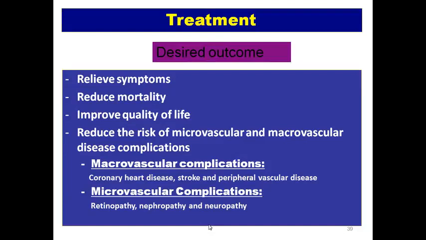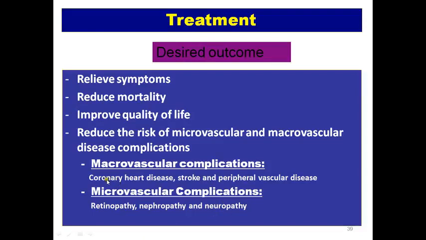So what are the desired outcomes? What do we want in these patients? We want their symptoms to be relieved. We want the mortality to go down. We want to improve the quality of life. And most importantly, we want their microvascular and macrovascular complications to reduce. The risk of having them is reduced and the damage caused by diabetes is reduced.